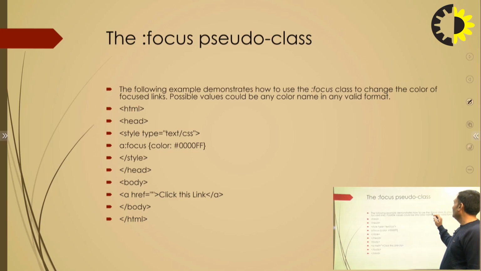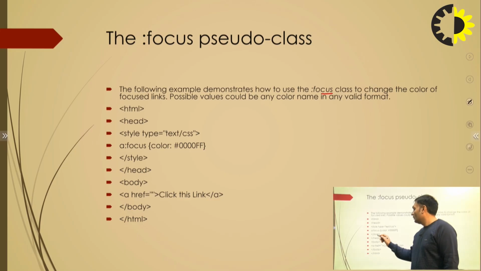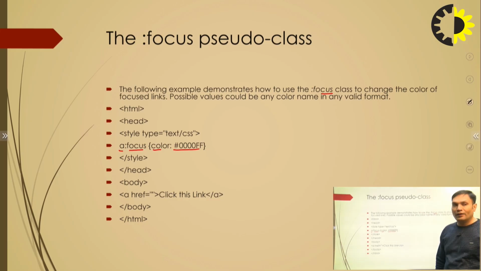Next pseudo class is focus pseudo class. So for the focus pseudo class, we write the element, then a colon, focus, then color colon its possible value.